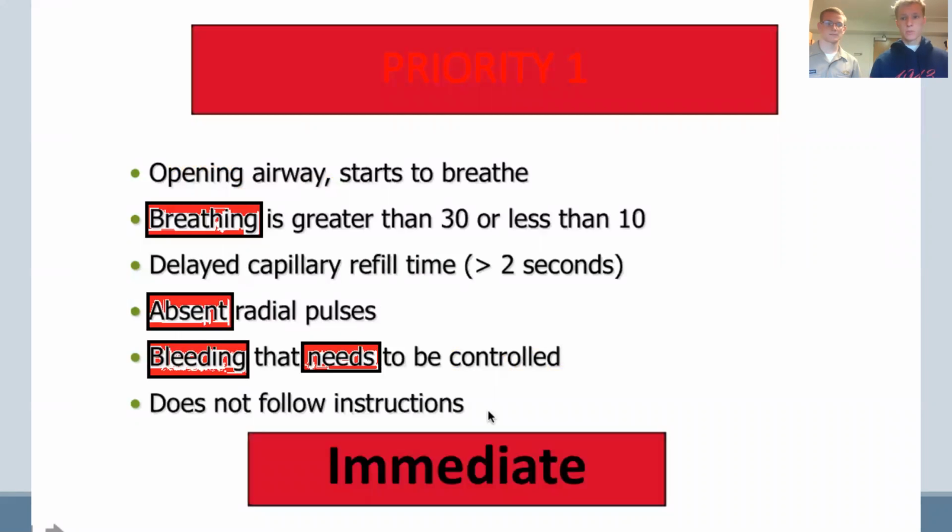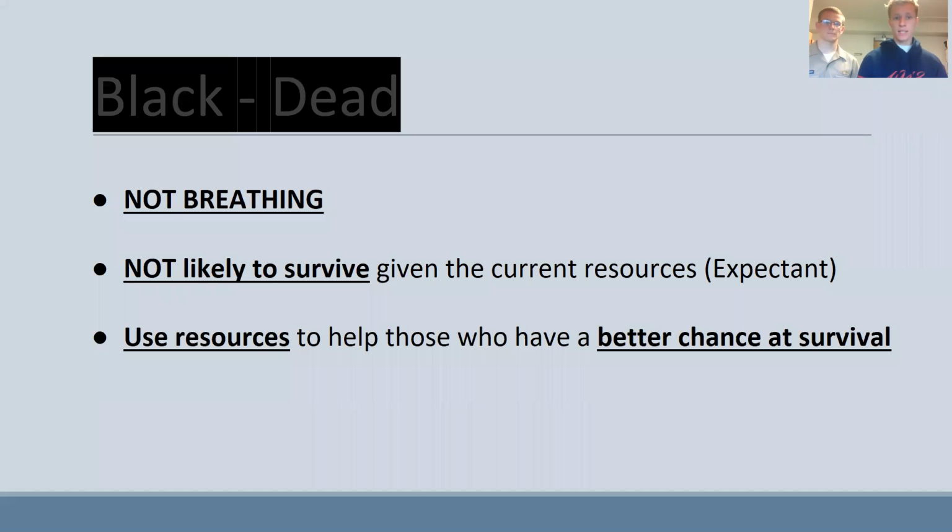For the red, these are the people that need immediate action. Like we said earlier, they have bleeding that needs to be controlled, absent radial pulses, breathing distress, so greater than 30 or less than 10, and they don't follow your instructions. If you say, hey, come this way, hey, wave at me if you're okay, they don't follow your instructions. And black is dead.